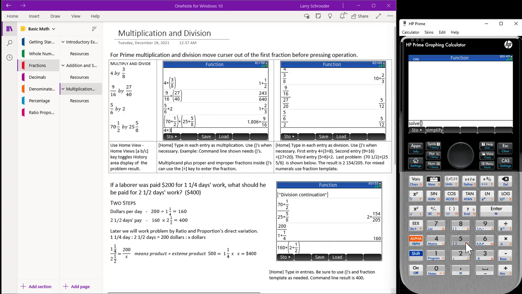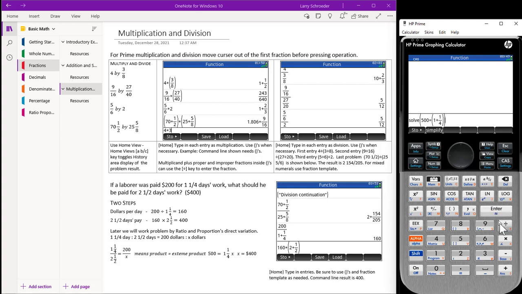So put 500 equals, parentheses for the mixed numeral. Let's go ahead and use the template because we haven't used the template at this point. So we're going to use the template to put in the 1 1/4. So we'll put in 1. We'll move with our pad. We'll put in the denominator, which is 4. We'll click back up here and go to our numerator, which is a 1. We'll click to get outside of it fast.